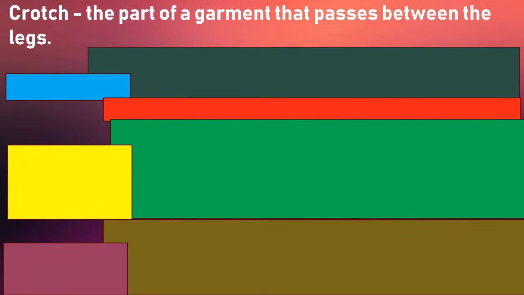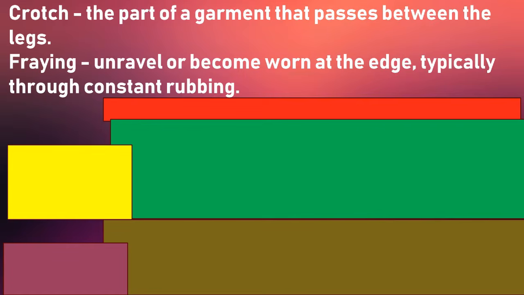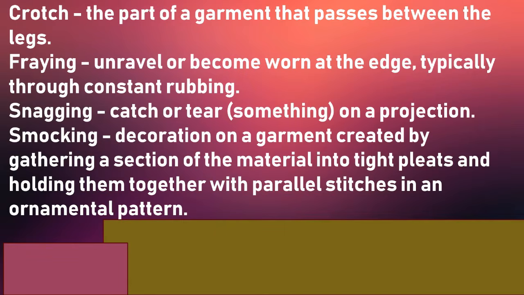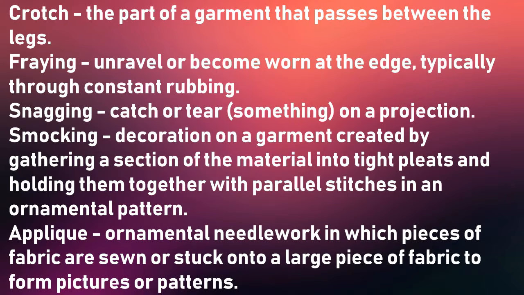Crotch: the part of a garment that passes between the legs. Fraying: unravel or become worn at the edge, typically through constant rubbing. Snagging: catch or tear something on a projection. Smocking: decoration on a garment created by gathering a section of the material into tight pleats and holding them together with parallel stitches in an ornamental pattern. Applique: ornamental needlework in which pieces of fabric are sewn or stuck onto a larger piece of fabric to form pictures or patterns.